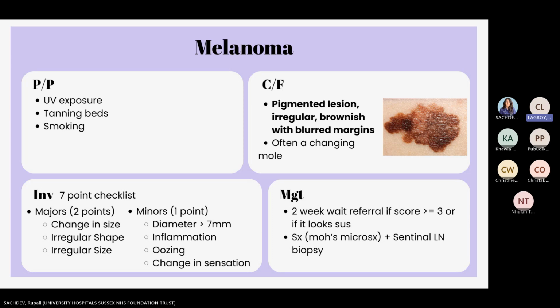Investigations, it's a 7-point checklist where you've got majors and minors. You need two major points, which is a change in size. Every major finding is worth 2 points. Oh, fine, sorry. So change in size, irregular shape, irregular color, and then the minors would be more the diameter, which would be over 7 millimeters, inflammation, oozing, and then a change in sensation in that area.